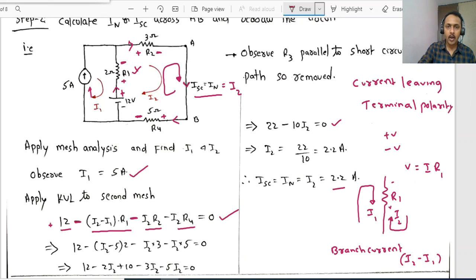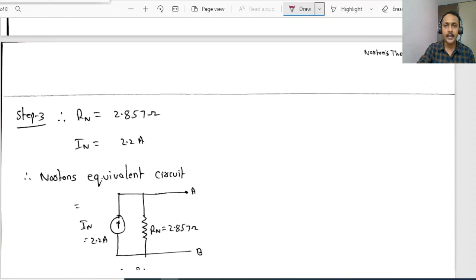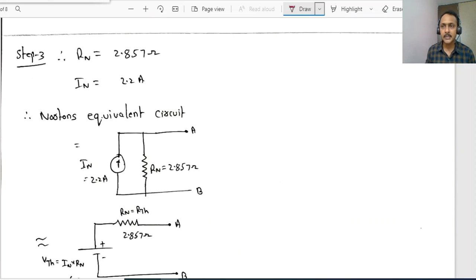Yeah. Now we have completed finding the Norton's current and Norton's equivalent resistance. What the statement says is, the entire circuit can be replaced by a current source in parallel with a resistor, right? Now this Rn, 2.857, will be in parallel with IN.